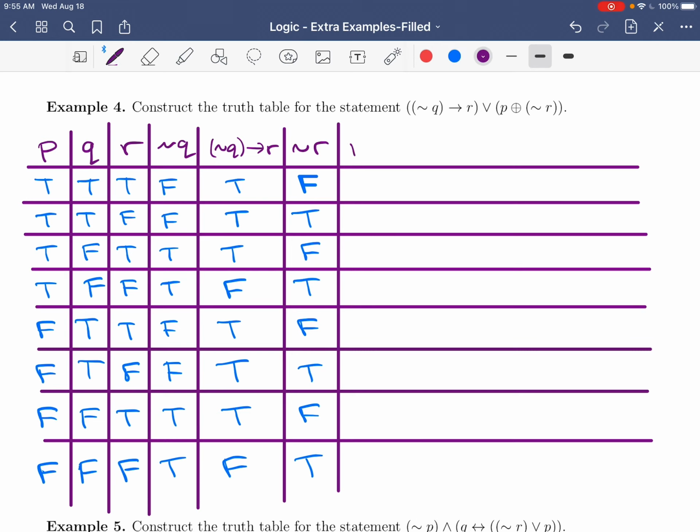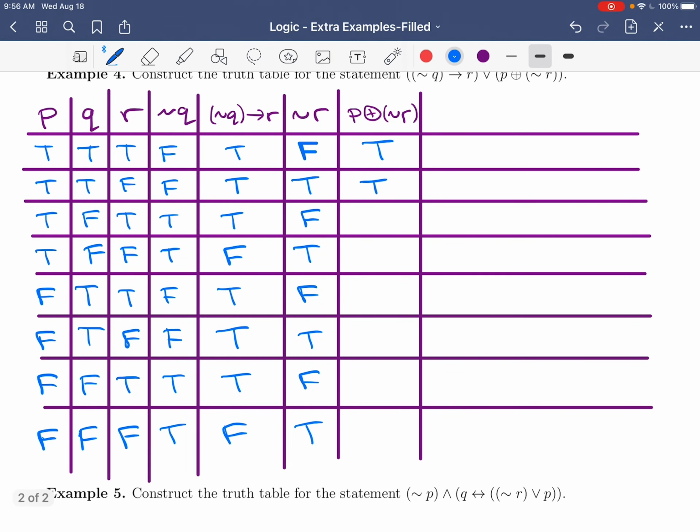And then I need P exclusive or not R. Okay, so we're looking at P, which is over here, and not R. So I want exactly one of them to be true. So in the first row, I have a true and a false, so that's a true. In the second row, they're both true. In the third row, oops, they're both true, so that means that the exclusive or is false.